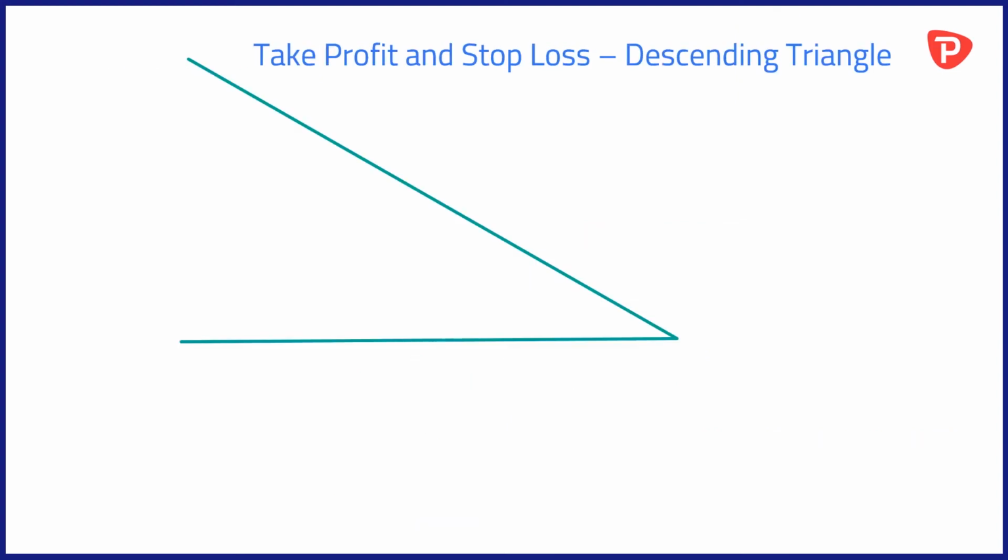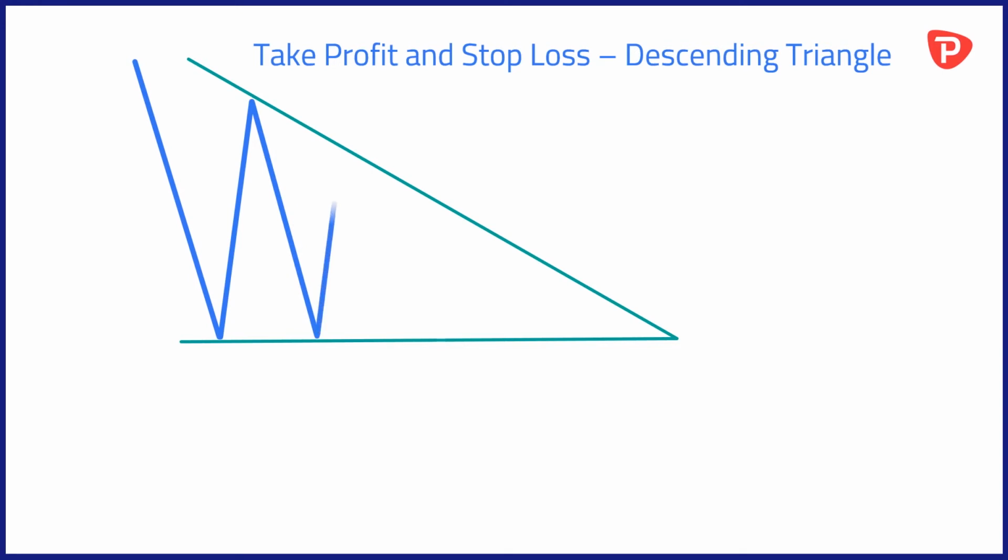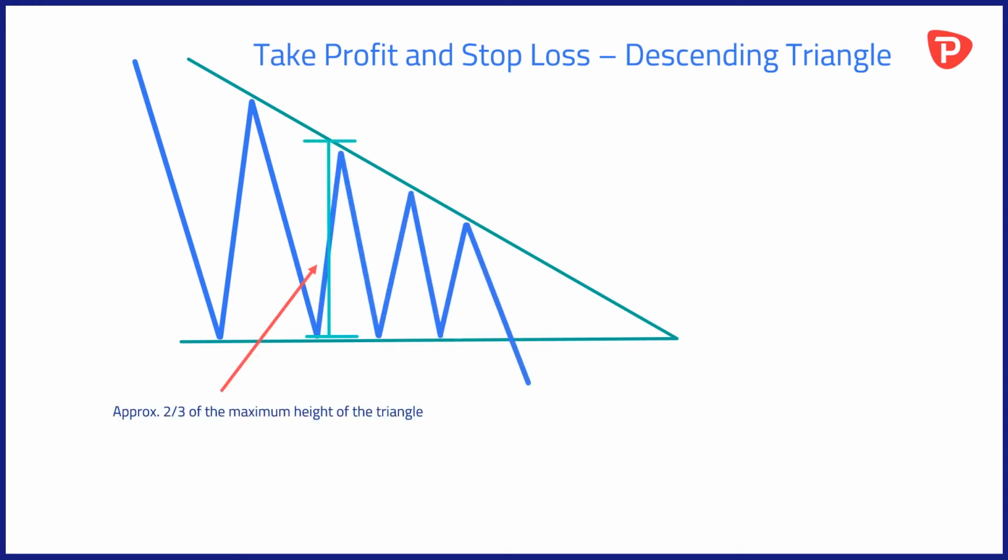Take profit levels on descending triangles are measured from approximately 2/3 of the maximum height of the triangle, and projected down from the break zone at the horizontal bottom line of the triangle. The stop loss is placed 10% of this distance above the upper sloping line of the triangle, at around the same vertical distance from the break zone, as you can see here in the example.